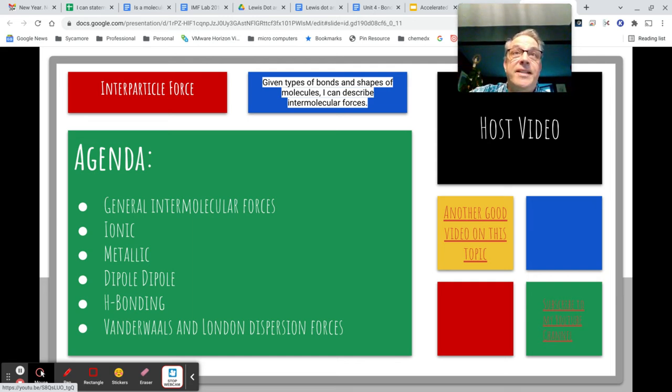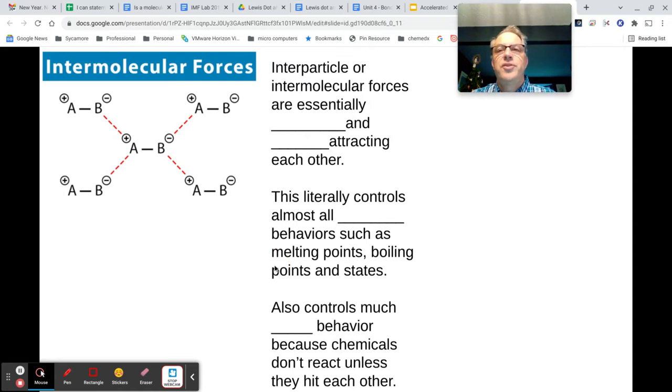You can download the notes and use them as guided notes, which I would really encourage you to do. This is about interparticle or intermolecular forces. We hope to go over what they are in general, the different types, such as ionic, metallic, dipole, hydrogen bonding, and van der Waals or London dispersion forces. So what are intermolecular forces?